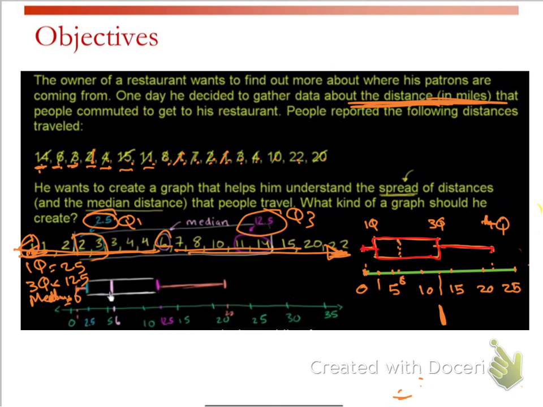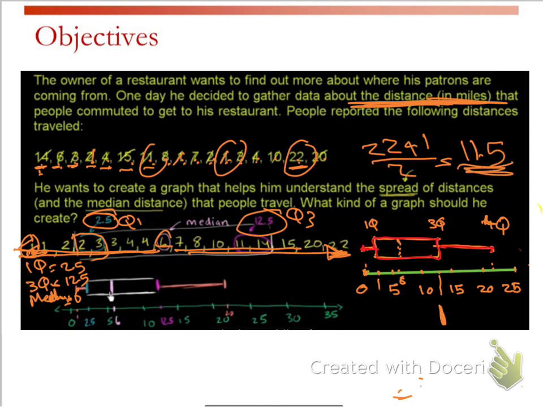If I didn't have this box and whiskers plot, I would have said that I have half of the people coming from a distance of 12 or 11, because here starting from 1 and then by 22, I can say 21 plus 1 equals 23, divided by 2 equals 11.5. So I can say half of the people are coming from a distance of 11.5 kilometers. But in reality, it is not.